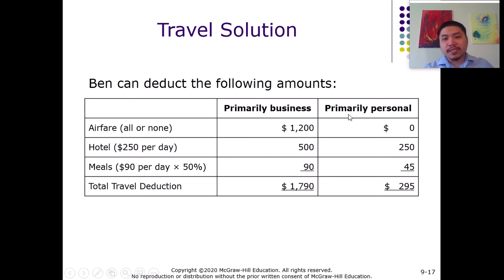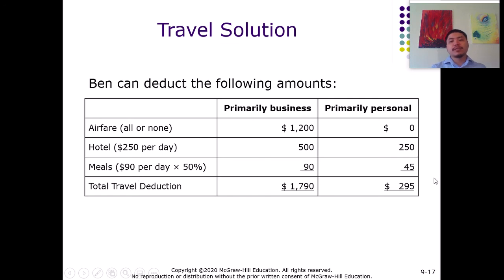What about the other scenario? For the primarily personal scenario, since this is a primarily personal trip, he cannot deduct any of the transportation expense, so the airfare he cannot deduct at all, none. For the hotel, because he only spent 1 day in the business meeting, he can only deduct $250 for the day that he attended the business meeting. And for the meals, because he only attended 1 day, we take $90 times 50% times 1, which is $45.